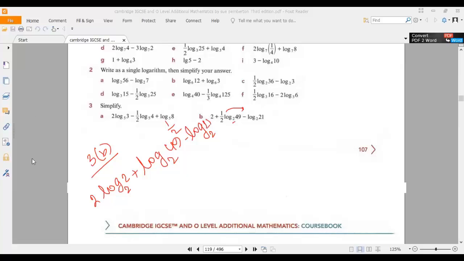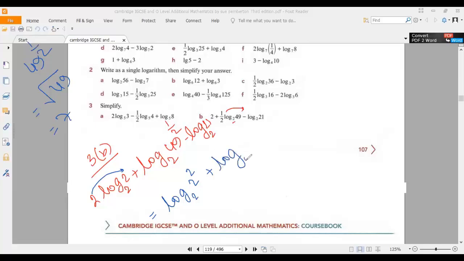Simple. Okay. Now, here 2 base log, this 2 will go upper, so 2 square. Plus 49 to the power half. That means root over 49 equal to 7. So instead of 49 to the power half, we can write 7, minus 2 base log 21.